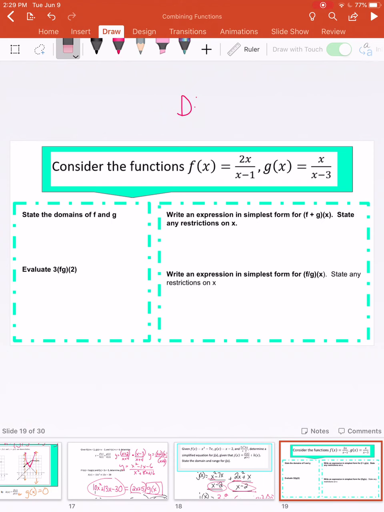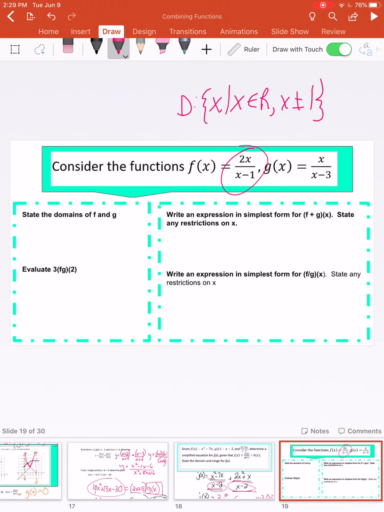Oh, I'm mixing my x value there. But both of these would have restrictions. They both have non-permissible values. So for my first function, my non-permissible value would be x cannot equal positive 1, because positive 1 would make that denominator equal to 0.